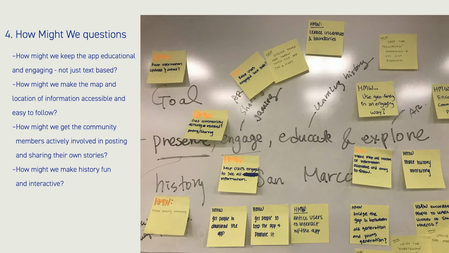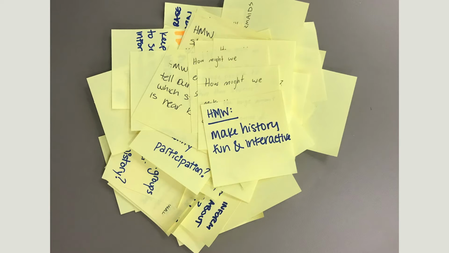How might we questions. Convert the goal statement into how might we questions to find opportunity for design. How might we keep the app educational and engaging, not just text-based? How might we make the map and location information accessible and easy to follow? How might we get the community members actively involved in posting and sharing their own stories? How might we make history fun and interactive? And these were the piles of questions we ended up having.